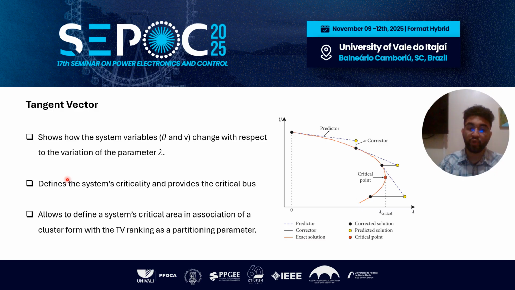Basically, the tangent vector shows how the system variables, in this case the angle and voltage of our system, change with respect to a variation of a parameter, as stated before. This parameter is here in our graph. It can basically be an increase or decrease of a load, for example. It defines the criticality of our system and provides the critical bus in a quicker way, and allows the system to determine the critical area of itself in association with a cluster form of the TV ranking, the tangent vector ranking, in an analysis that is called the partitioning parameter, Cij. Later on, I'm going to be showing this parameter.